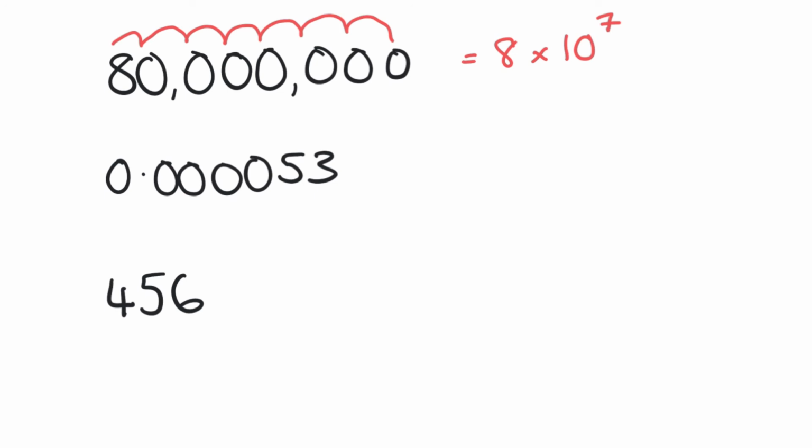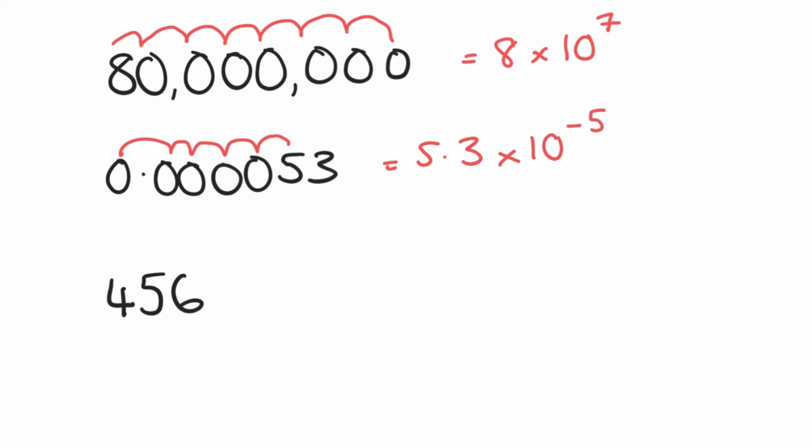So 0.00053 is going to be a minus n number because our numbers are after the decimal point. So we're going to have 5.3 because our a number needs to be between 1 and 10, times 10 to the power, and we'll count how many places the 5 has moved. 1, 2, 3, 4, 5. So it would be 5.3 times 10 to the power minus 5.